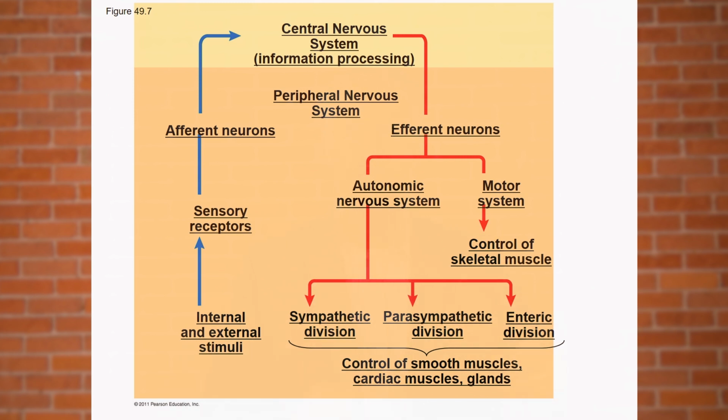i.e. control of skeletal muscles. In addition, you also have the autonomic nervous system, which is broken down into the sympathetic division, which increases activity levels, the parasympathetic division, which decreases activity levels, and the enteric division, which controls your digestive tract.